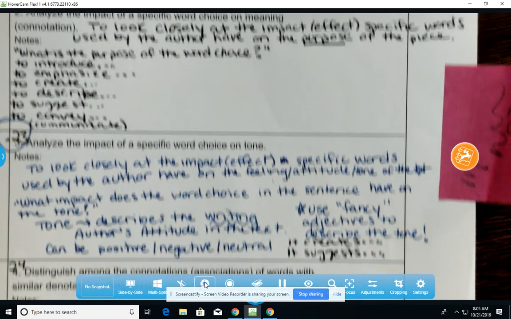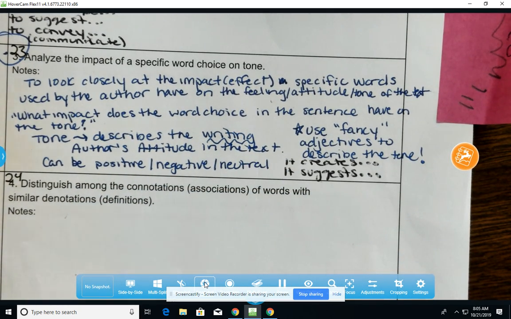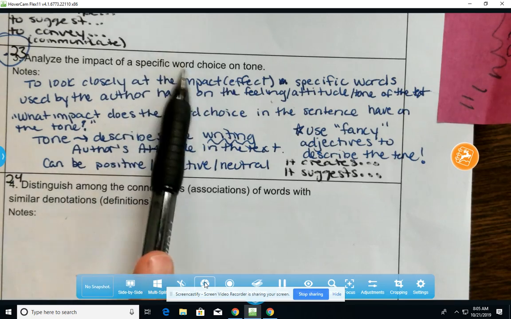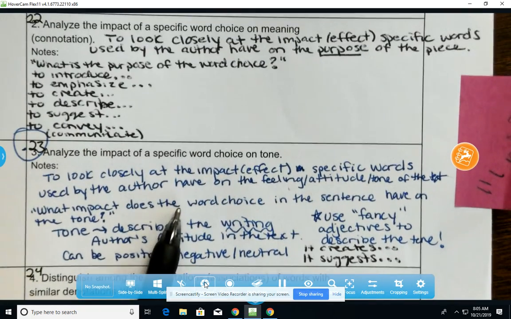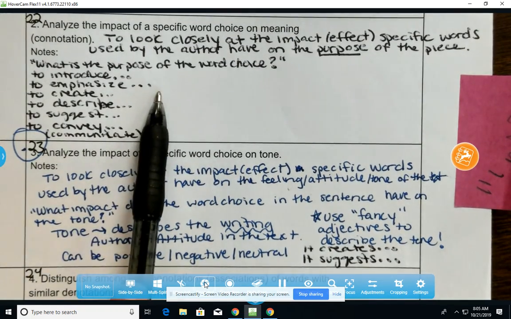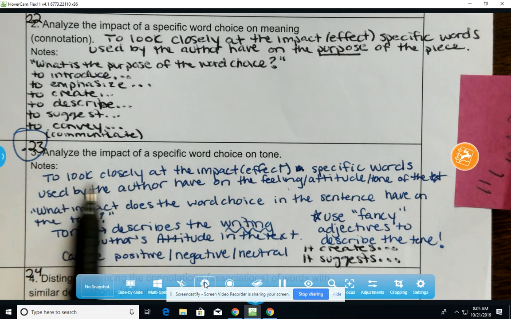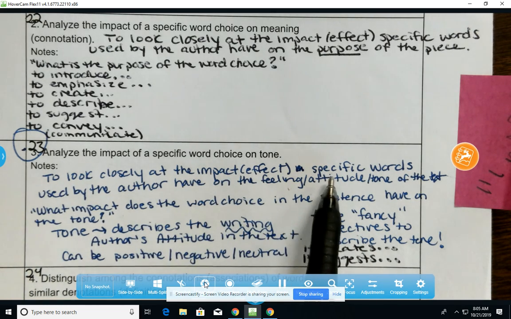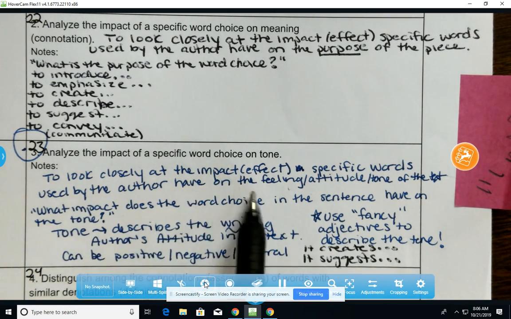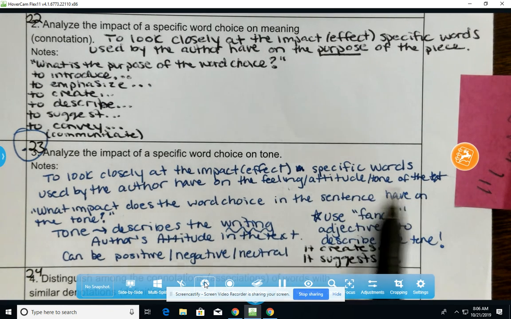We're also going to connect it and practice in the second phase to analyzing the impact that word choice has on tone. This is sort of a subtopic of the learning target right above it. We've talked about this before. You have been formatively assessed on this one. That means to look closely at the impact or effect specific words used by the author have on the feeling, attitude, or tone of the text.